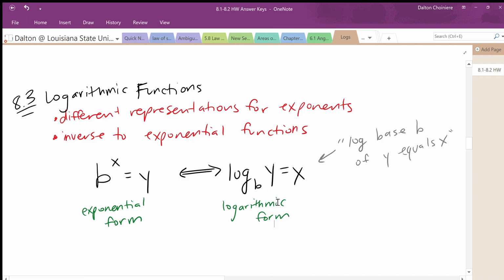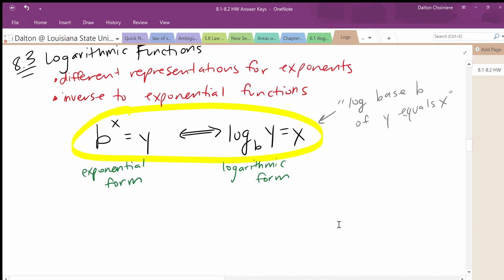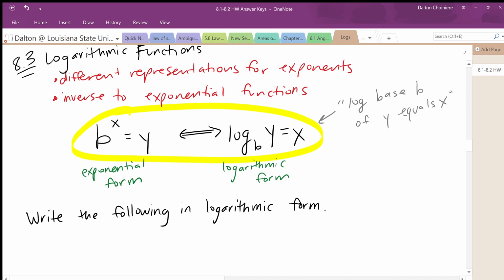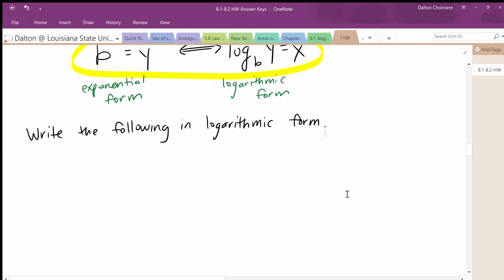Okay, so this is just definition. This is the biggest takeaway from today. If you don't know this, then none of the rest of this lesson will make any sense whatsoever. So let's do a few examples. The first thing I'm going to ask you is to write the following in logarithmic form. Shorthand these directions if you wish. Write the following in logarithmic form. For example, number 1.